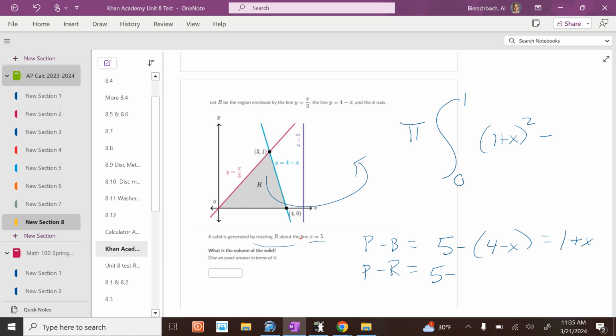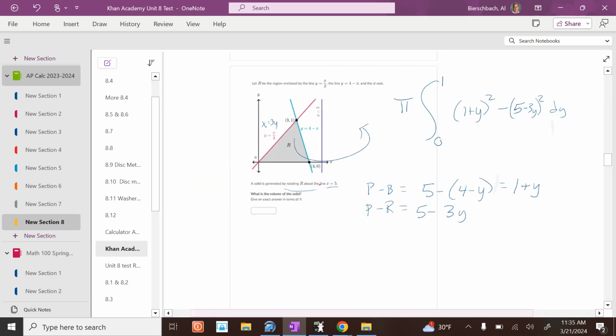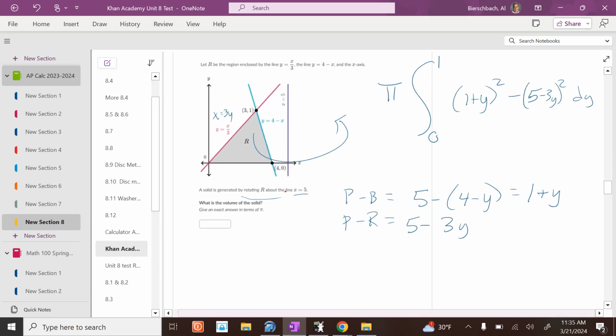I got to solve for y. Got to solve for y here. Or, yeah, I got to solve for x. Yeah, got to solve for x because it's a vertical line. You guys are so smart. All right, so this one, if I solve for it, x equals 3y. So it's 5 minus 3y. And you put that into your calculator, and you should get an exact answer.